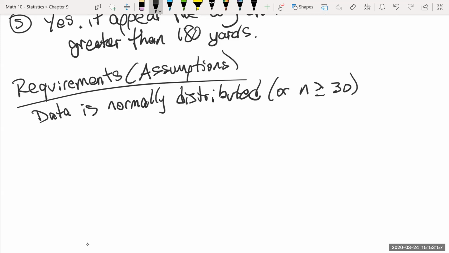They may ask you some more in the homework. We'll go through those as need be. But that's the big one for both Z and T. So do bear that in mind. Sometimes to see if it's normally distributed, if you have a small sample, they'll make you do a normal probability plot. They may make you do a box plot. They may have you do a histogram. So they'll ask things like that, but you'll see that as you go through the homework.